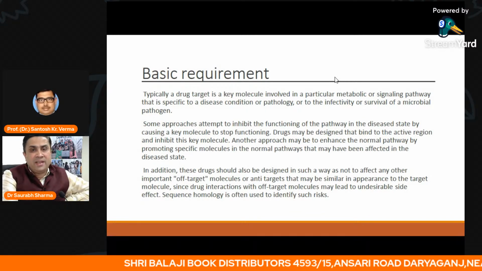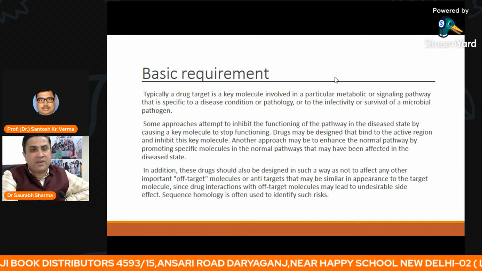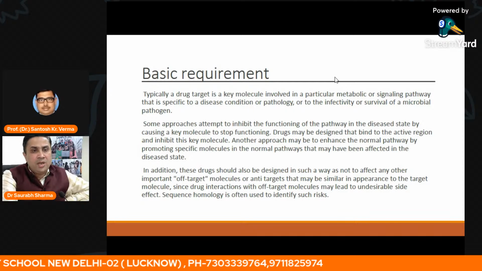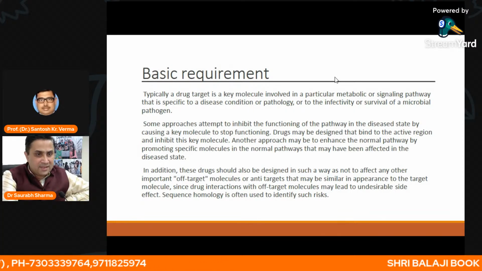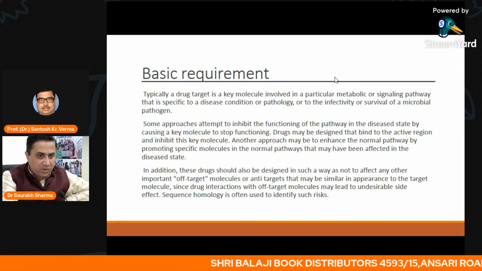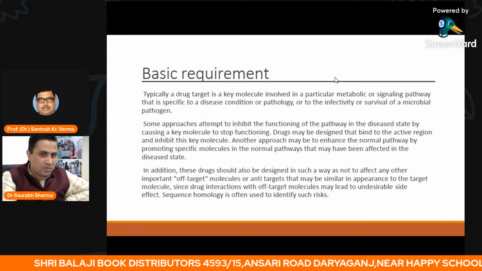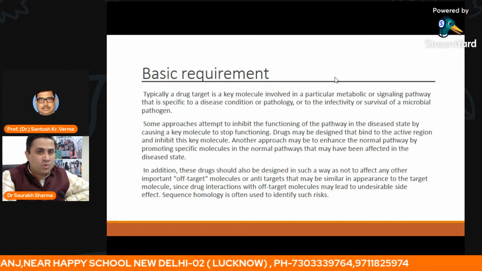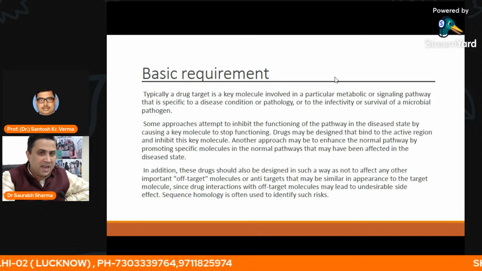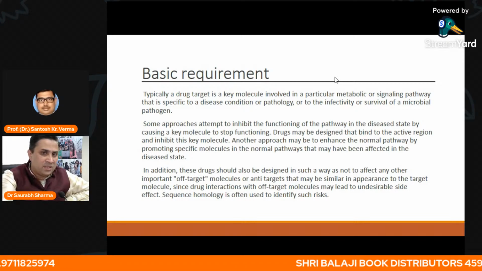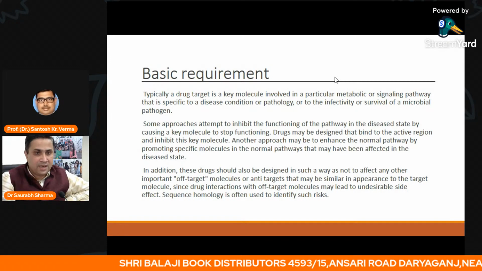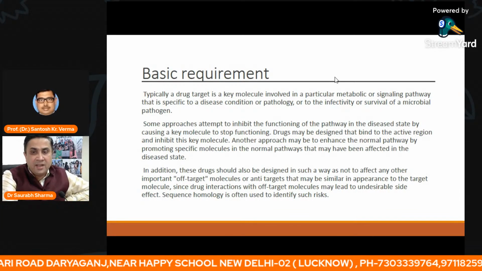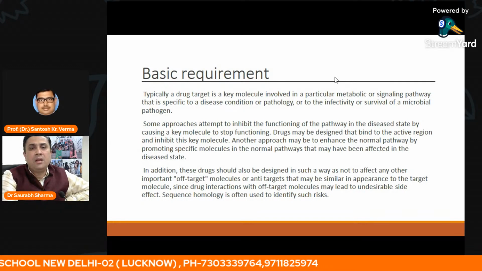Now here the basic requirement obviously is a particular metabolic or signaling pathway. So that is specific to a disease condition or pathology, or to infectivity or survival of a microbial pathogen. So the point of focus in this particular slide is that there are some approaches which are focusing on the target, but howsoever the target also depends many times on the overall pathology and the pathogens, maybe in the microbial diseases. So we have to take into consideration which sort of target is there, what sort of pathology is there, and what sort of pathogens or other risk factors or causative agents are causing that disease. So that is also very important. And keeping them in mind, the target is identified. And once the target is identified, then we go for the ligand design.